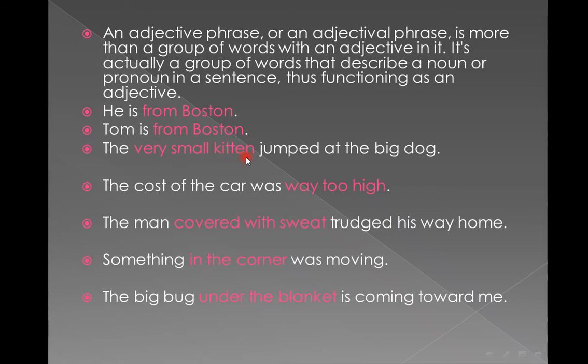The very small kitten jumped at the big dog. Look at this. The very small kitten. I can say the kitten jumped at the big dog, but by adding more modifiers and words to this phrase, the very small kitten, so I have an adjectival phrase that gives me extra information about the kitten itself. Very small, by adding very small.